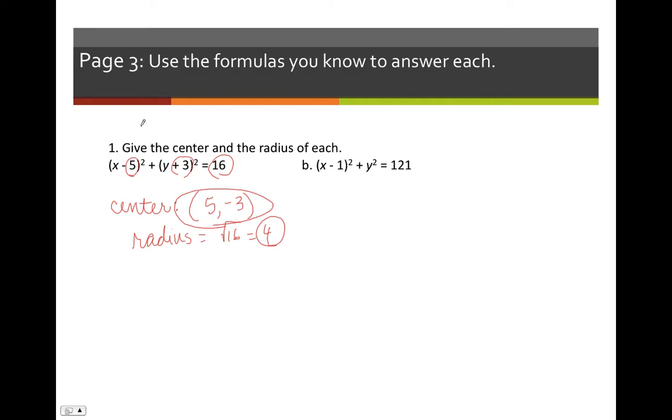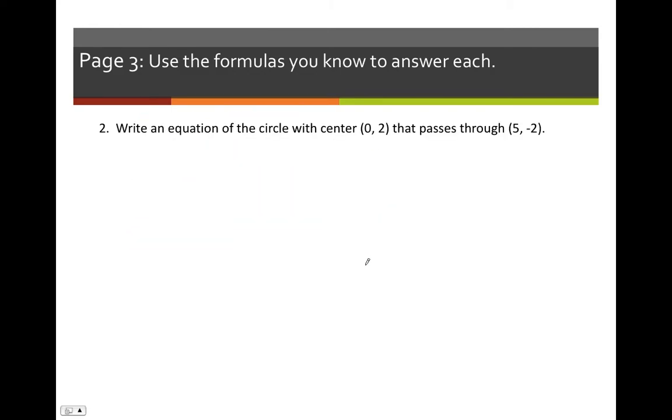So remember that in the formula, it is x minus h squared plus y minus k squared equals r squared. So that's where I switch the sign there. So here my center is 1, 0, because there's nothing with this, so I know it's 0. And my radius is square root 121, which is 11.